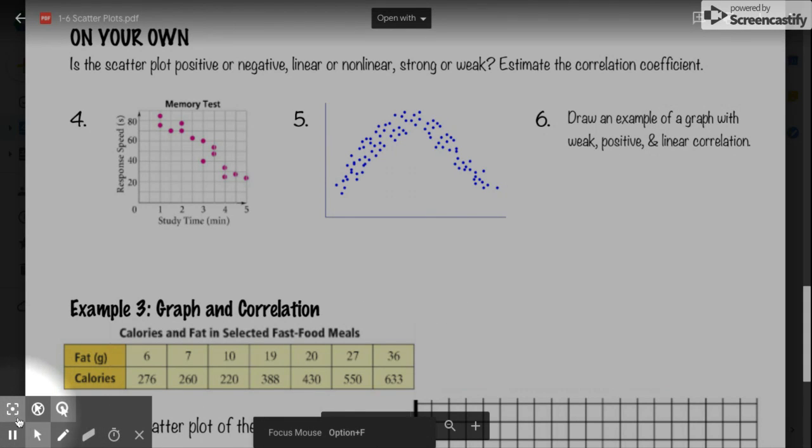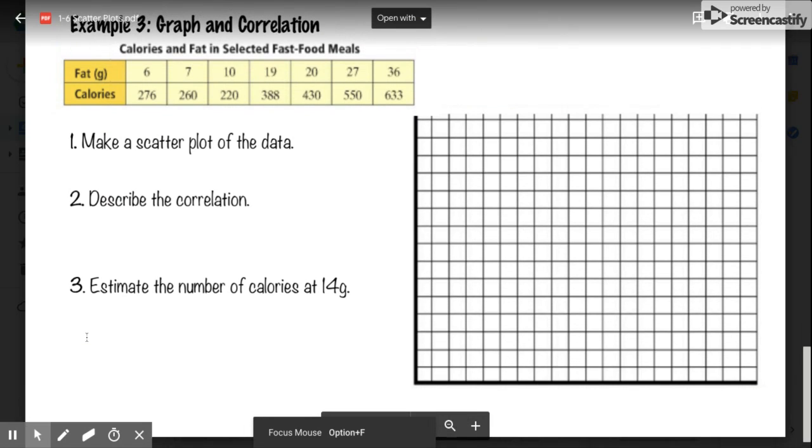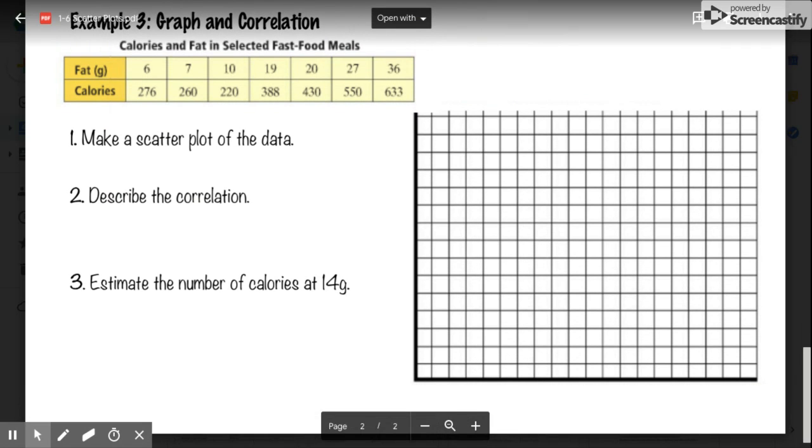This last thing, I'm actually not going to go through and do all this, but you're just kind of combining everything that we've already done. So you would plot all of these points, describe the correlation, how we just did, and then use the graph to make an estimation. So I'm not going to make you do this. That way you have plenty of time to get some work done.